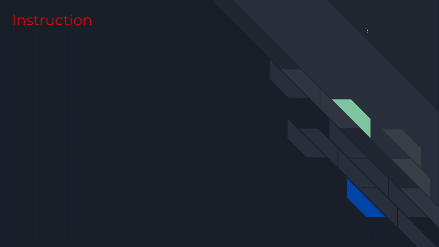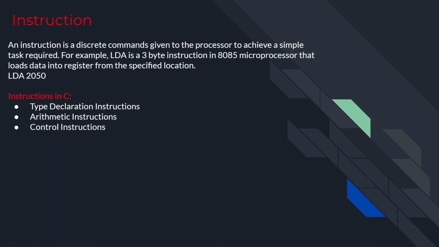What is an instruction? An instruction is a discrete command given to the processor to achieve a simple required task. For example, LDA is a 3-byte instruction in the 8085 microprocessor that loads data into a register from the specified location. In the case of LDA 2050, register A, or the accumulator, which is an 8-bit register, is used to load the data from the memory address 2050.